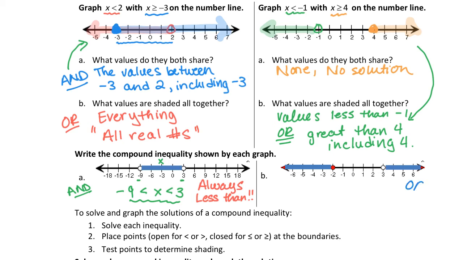This next one is an OR graph, and you know that it's OR because it's shaded outside the two endpoints. You cannot do condensed form with an OR. You have to write each statement separately. So you write this one first: x is less than or equal to -2, because that circle is filled in. Then you literally write the word or, and x is greater than 3. That would be your compound statement here.